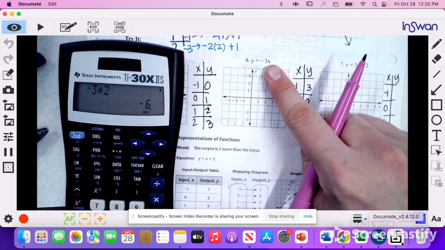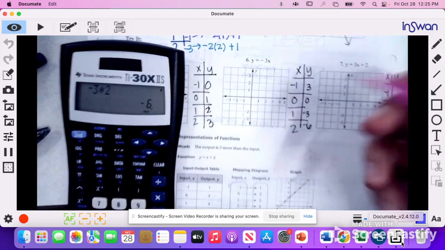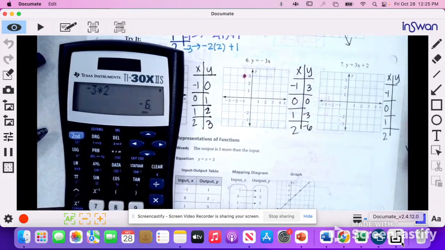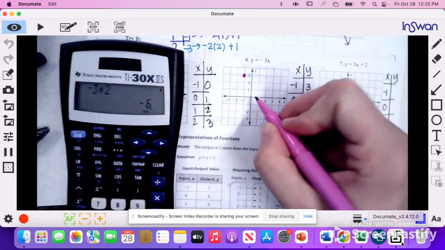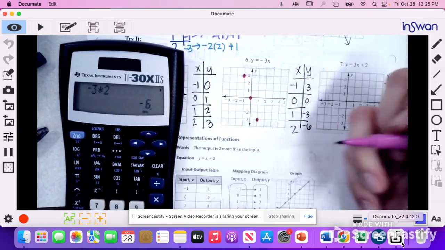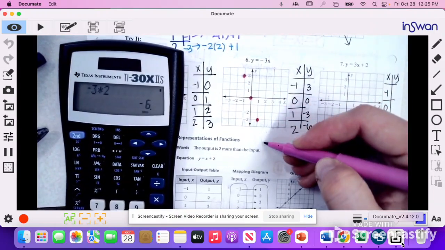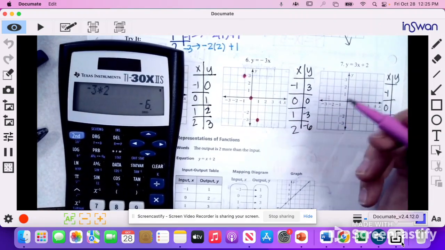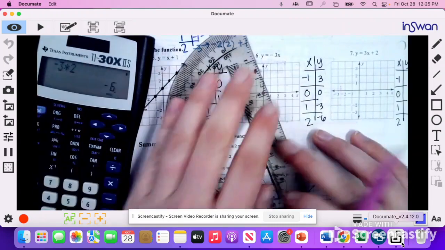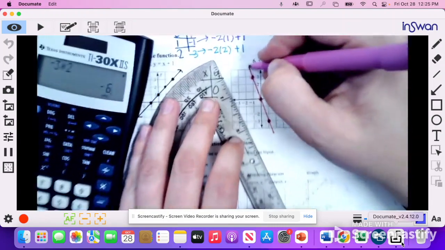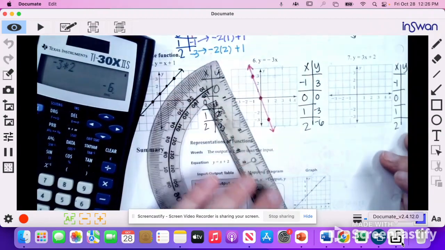So let's graph it. Negative 1, positive 3. 0, 0. 1, negative 3, and then I have 2, negative 6. It's going to fall off my graph. I'm going to leave it alone. Okay, I don't need to worry about it. Because how many points do I need to graph a line? 2. I've got 3, so I'm good to go. Okay.